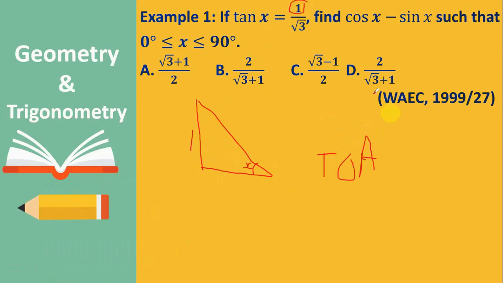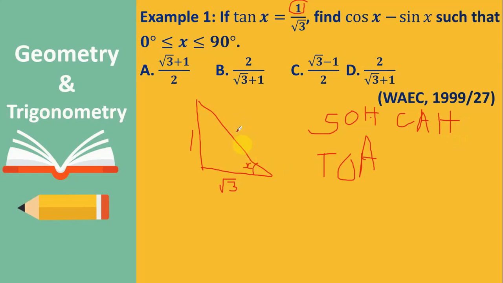Also the adjacent is the other side apart from the longest side, because we know that the longest side of the shape is the hypotenuse. So the adjacent is now root 3. Now, for us to get the sine, which is opposite over hypotenuse, and also the cos, which is adjacent over hypotenuse, we need to find something that is missing, and that is our hypotenuse. How do we find this hypotenuse?